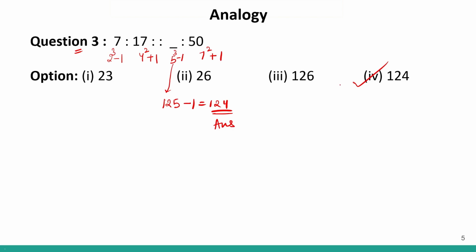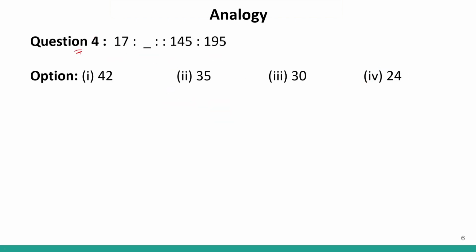Clear? Okay. Moving on to question number 4. We have 17 and missing term, and we have this pair of 145 and 195. So simply over here, I can see that the relationship between 145 and 195, this is plus 50. Correct? This is plus 50. So if I add 50 into this, how much will I get? 67. Do we have 67 in the options? No. So some other logic is being used.